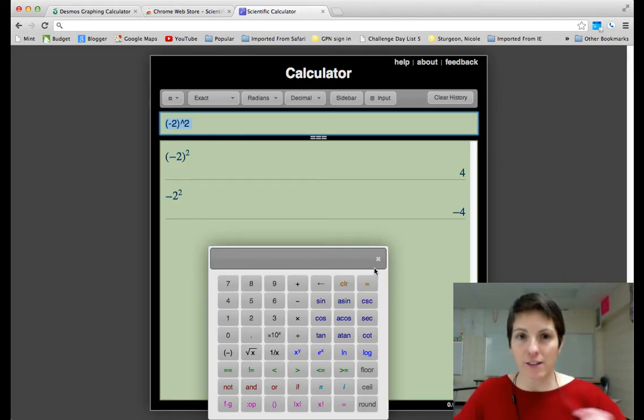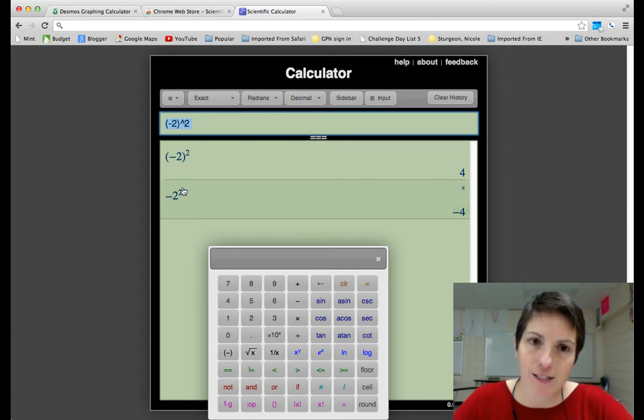Now I asked you to check this out on your calculator. I want to show you what happened when I did it on mine. Remember the first problem here asked us to do negative 2 squared. When you look at this and when your calculator looks at it, it's saying take the opposite of 2 squared. That's what your calculator sees.